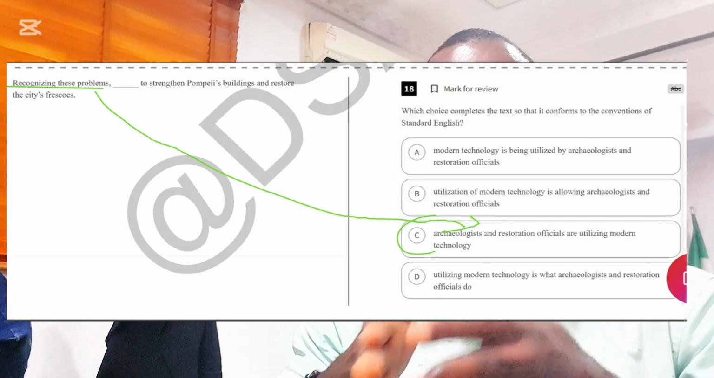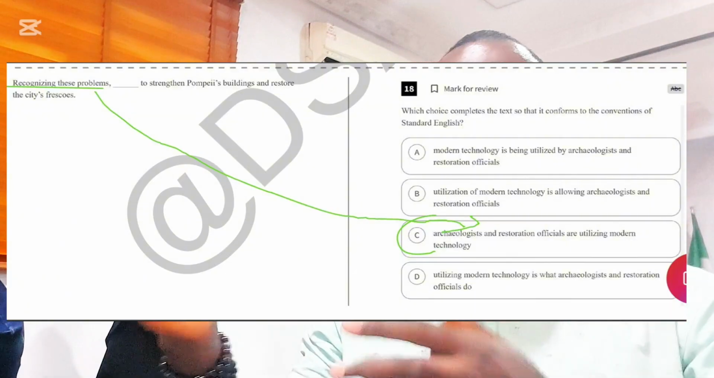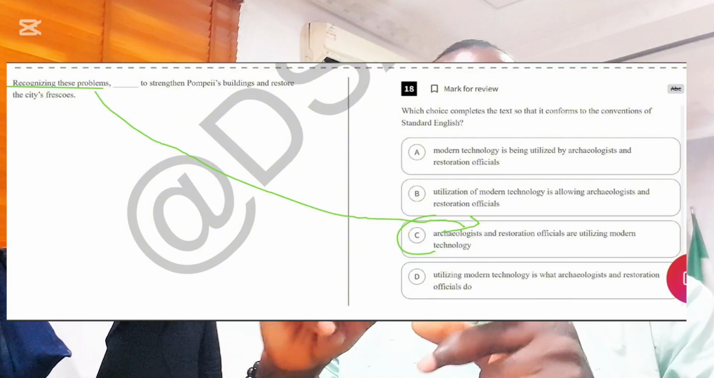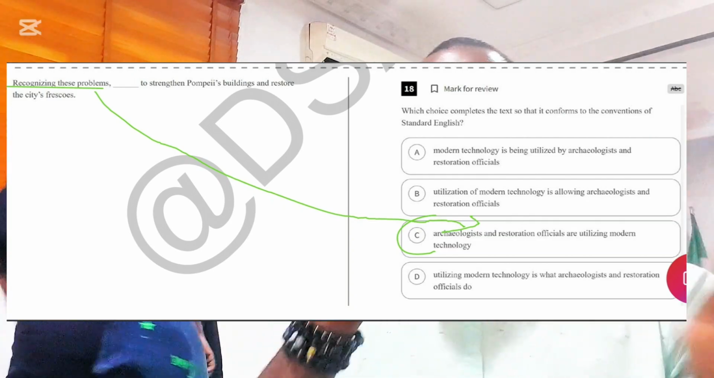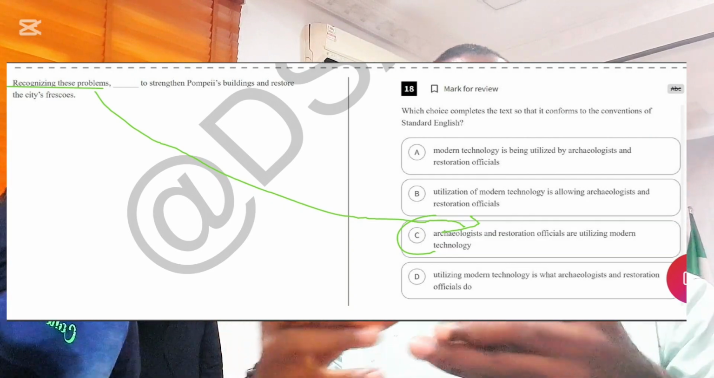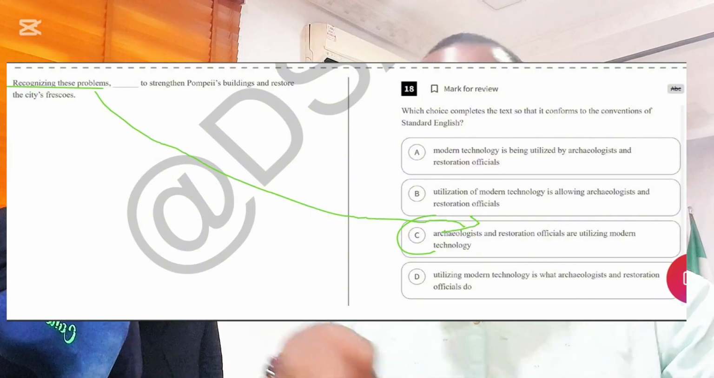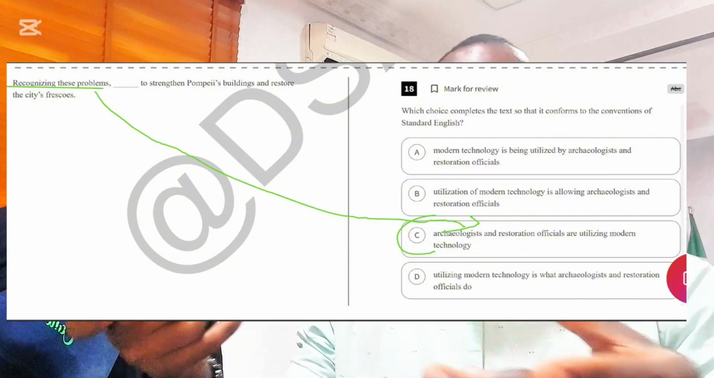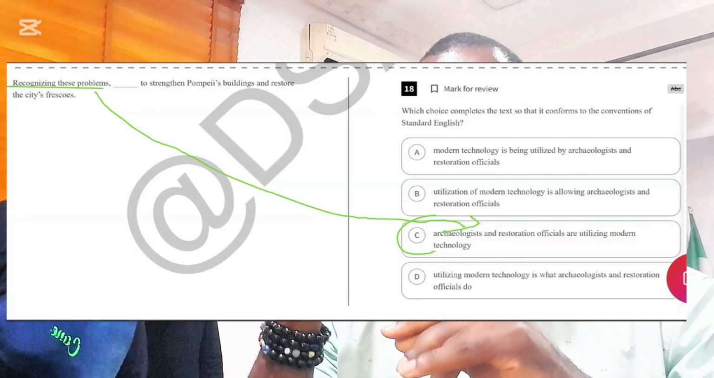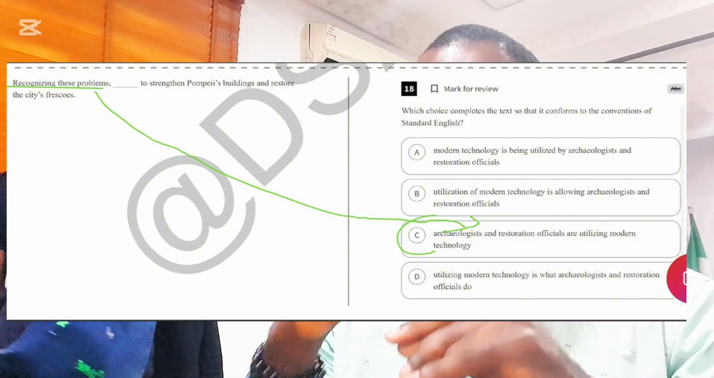Modern technology is being utilized by archaeologists and restoration officials. Utilization of modern technology is allowing archaeologists and restoration. So you find the keywords in all of the options but in different positioning. So you know you're tested for a modifier. And the simple rule for dealing with this is identify the modifying phrase, which often comes before the blank. A modifier typically leaves you asking who or what. So once you read the modifying phrase, instinctively you're thinking, who is this referring to? Or what is this referring to?